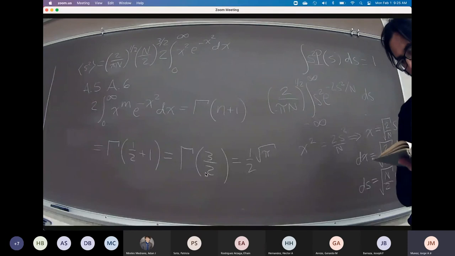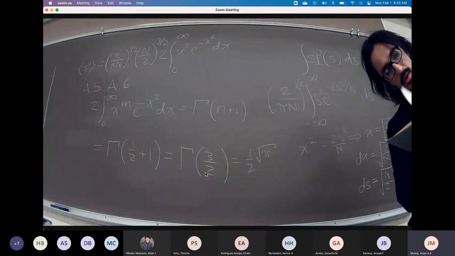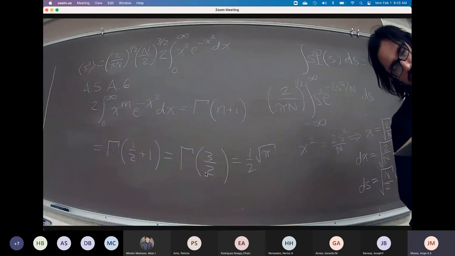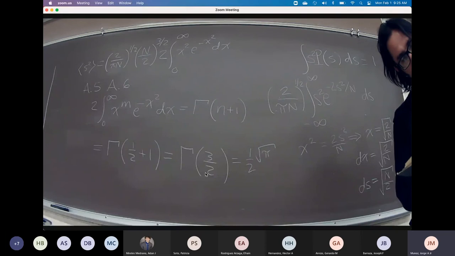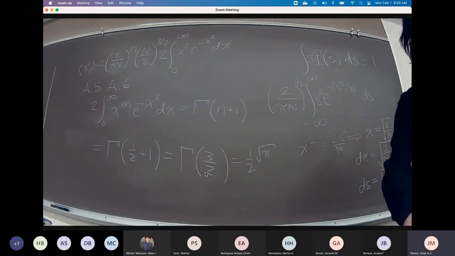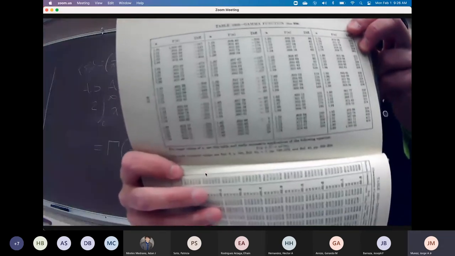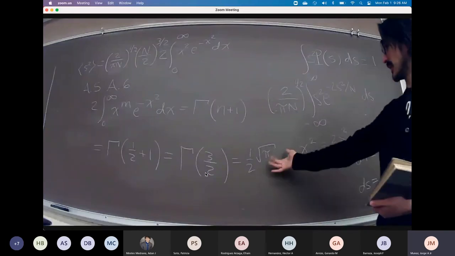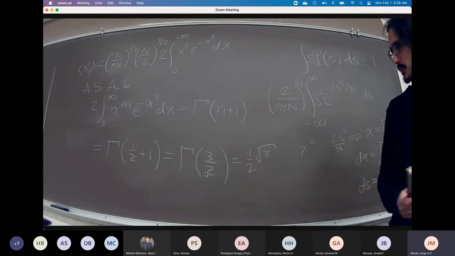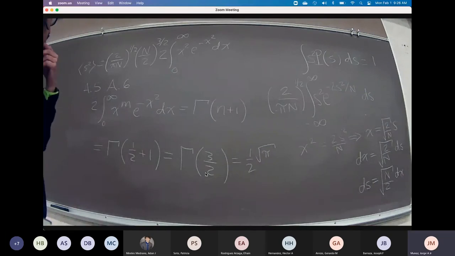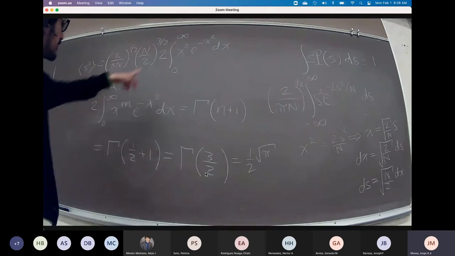So this one is, let me see. Not super useful in this case. Let me see. So it does have the gamma function, but it has the numerical values. So it's nicer, you know, to have one that gives you the exact values. So square root of pi over 2. Okay, so then that's the integral.